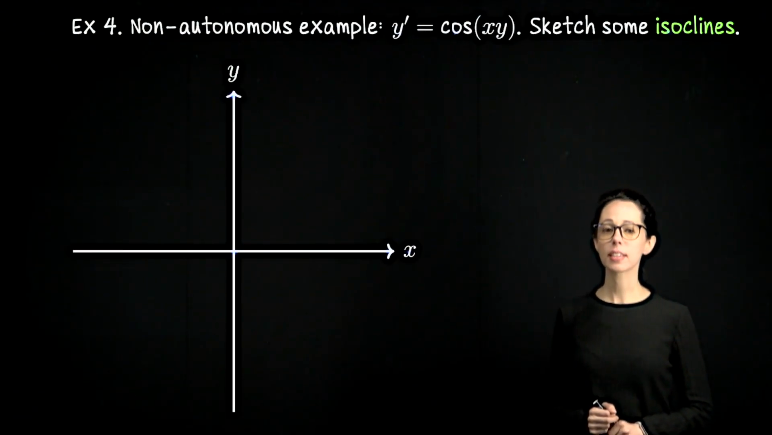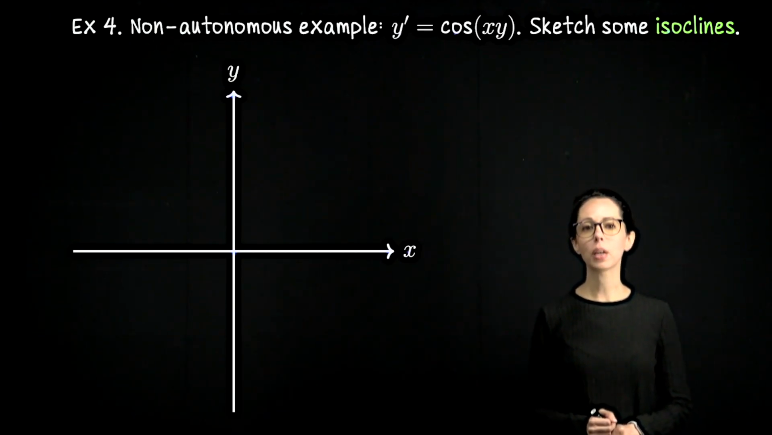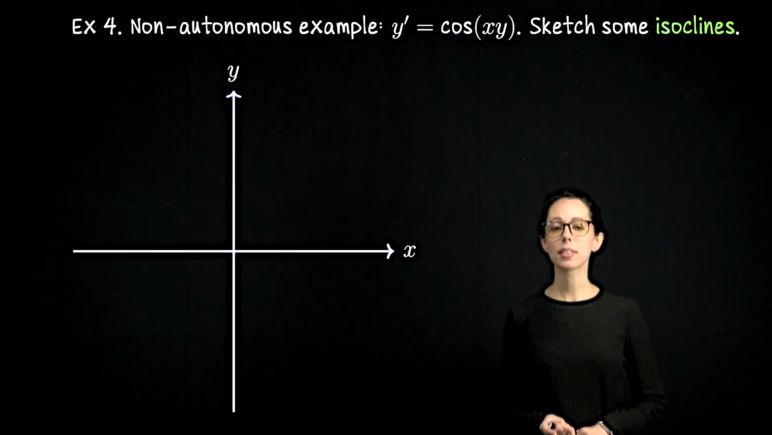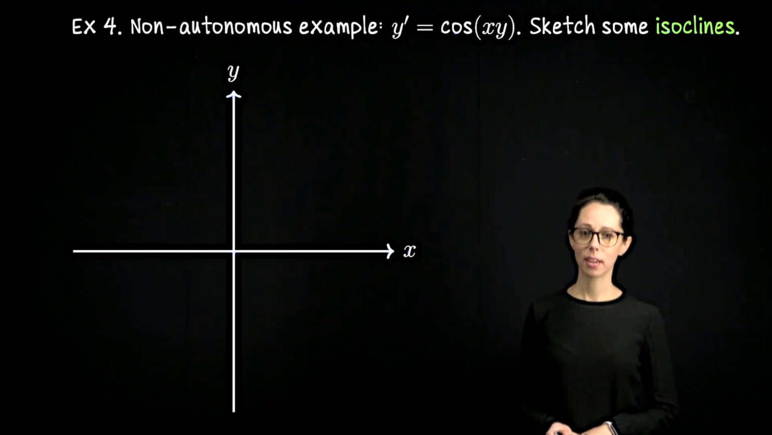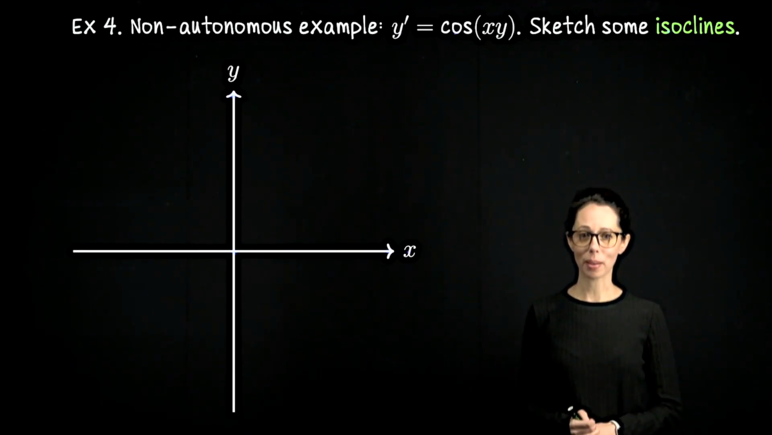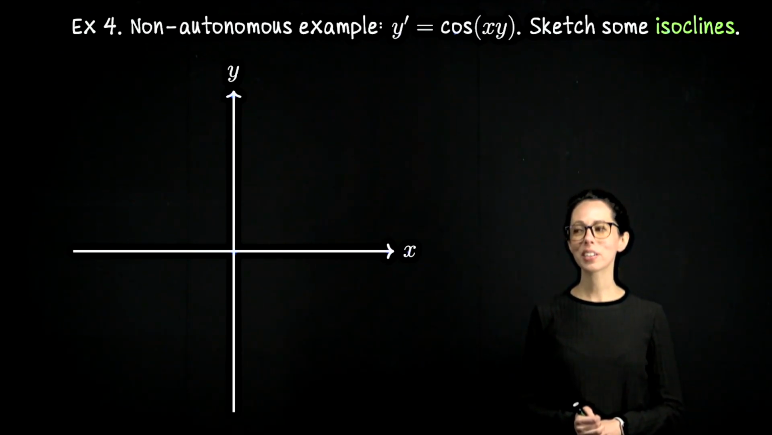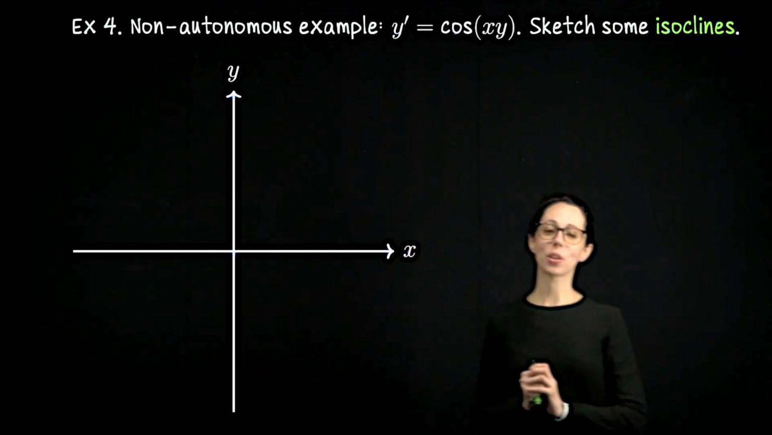Okay, let's finish this lesson with this example. We have the differential equation y prime equals cosine of x times y. Like the previous example, this is a non-autonomous differential equation because we have x dependence. So y prime is the cosine of the product of x times y. We are going to jump immediately into using isoclines in order to try to generate a nice slope field for this differential equation.